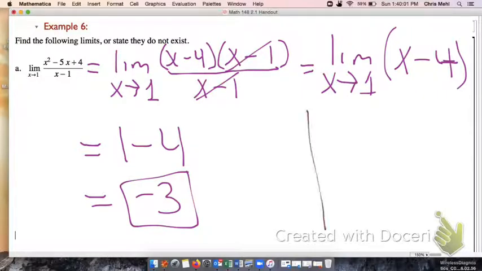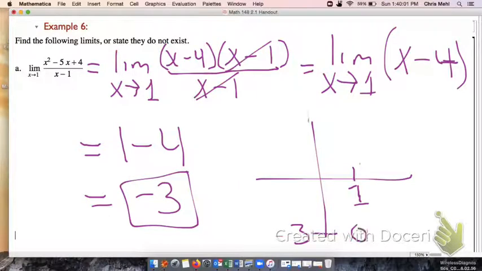It's interesting, if you think about this function graphically, at positive 1, there's actually a hole there. If you graph this in Desmos or some other graphing technology, you'll notice that at x equals 1 there is a hole in the graph, but the graph still approaches the same point on either side, and that point has a y-coordinate of negative 3.